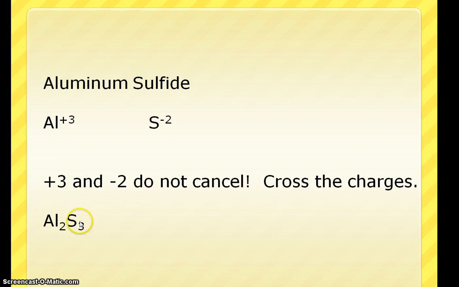This sulfur, I have 3 of them. Each sulfur ion has a -2 charge. So I've got a total of -6, and that's my goal. The +6 cancels with the -6. Okay, so that's why I cross the charges. If I do that, then every time it's going to end up canceling for me.